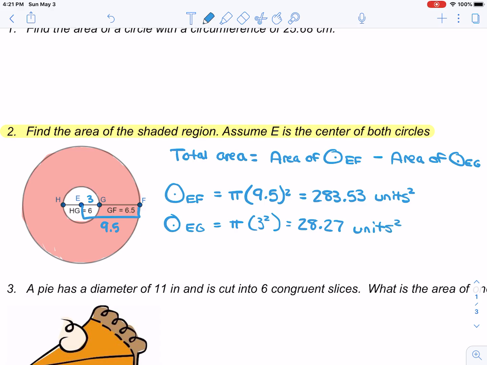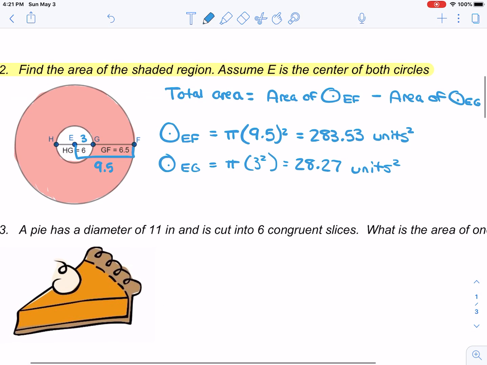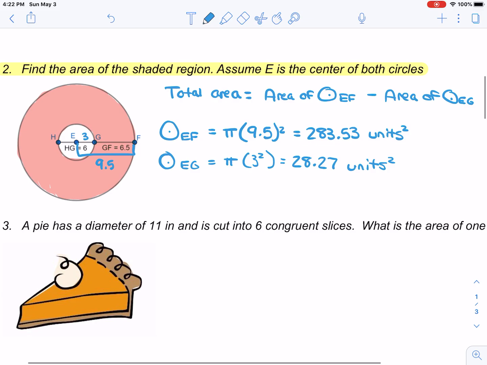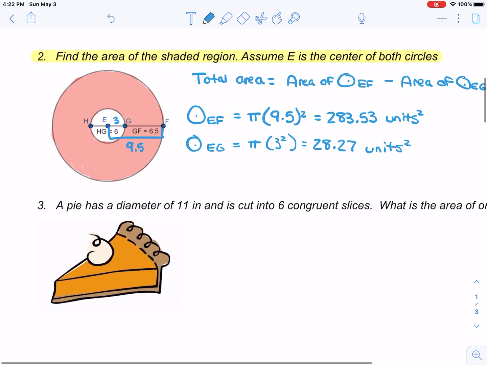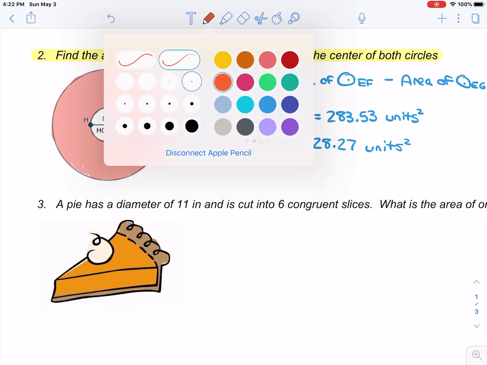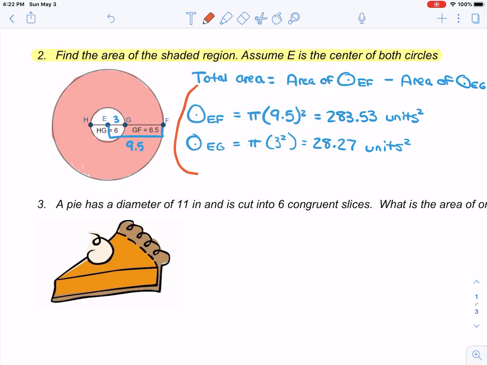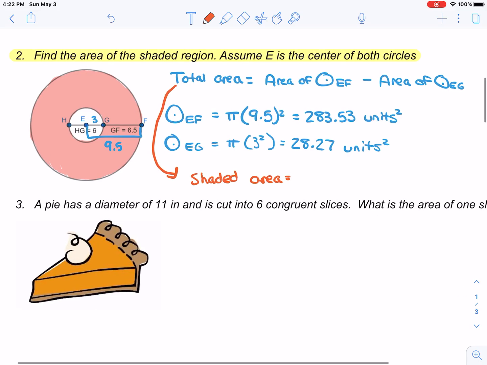So be careful. When I taught this last year during student teaching, a lot of kids just stopped right here and forgot to complete the problem. So make sure you do that final step here, our shaded area. Maybe I shouldn't have written total, but shaded area will equal our area of circle EF, so that 283.53, minus our 28.27.